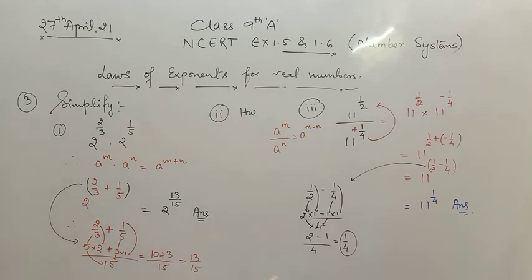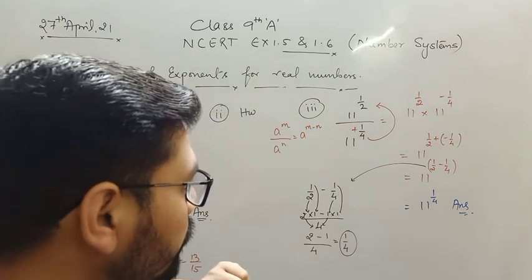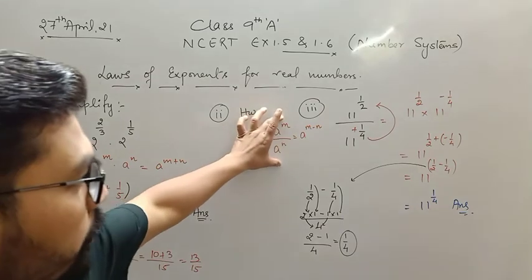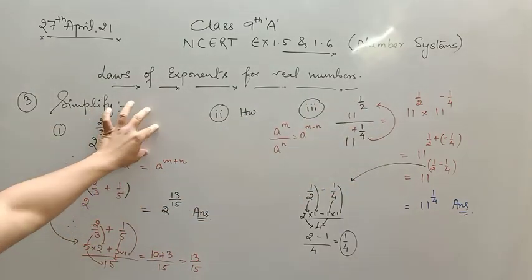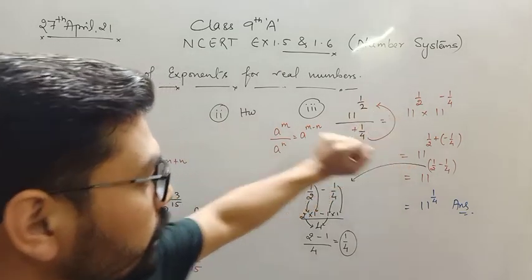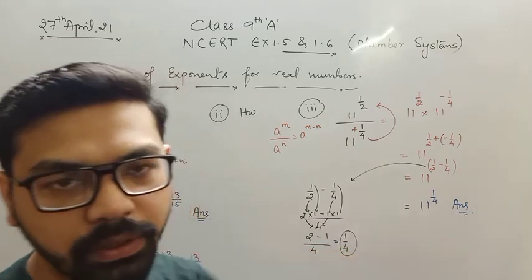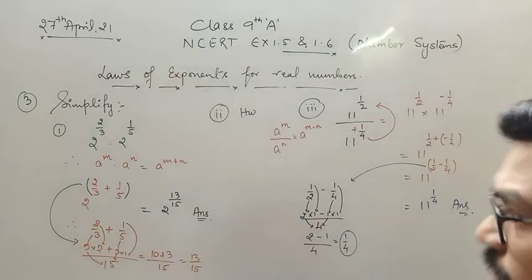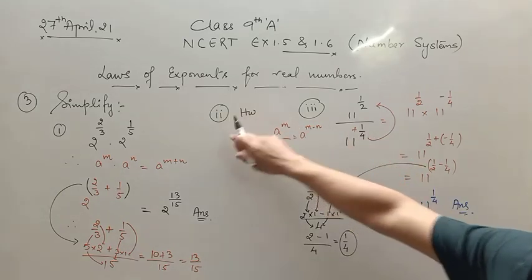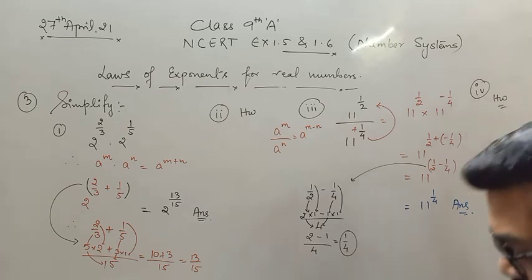So I just did the calculation part separately for your convenience, for your ease. These are the properties that I used here. Similarly, this property I used in this question, and this property in this question. After this I made the calculation and the final answer is 11 to the power 1 by 4. I hope you all are getting the things that I am teaching you. So second question is for your homework. Similarly, the fourth question again is for your homework.